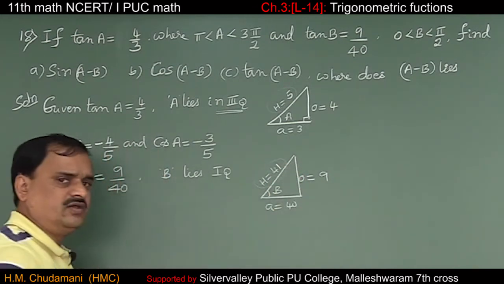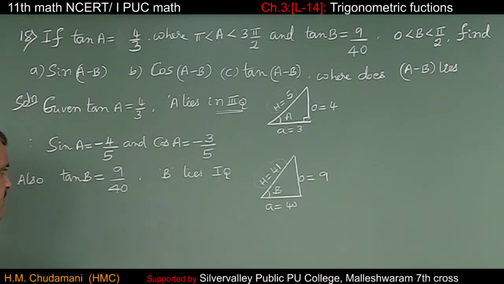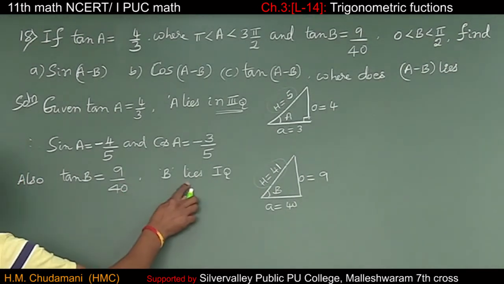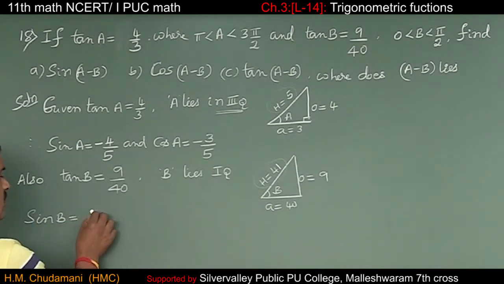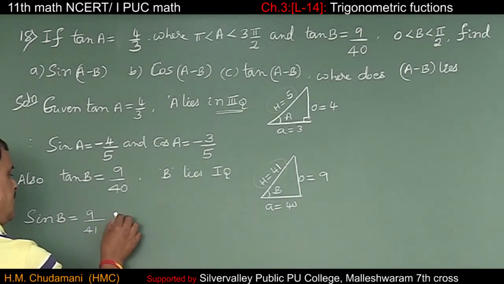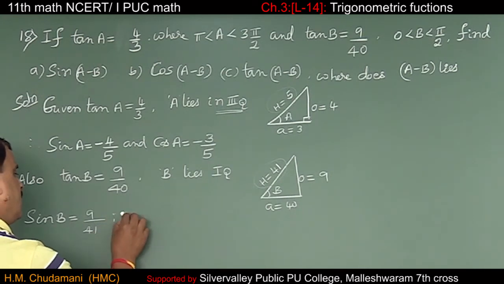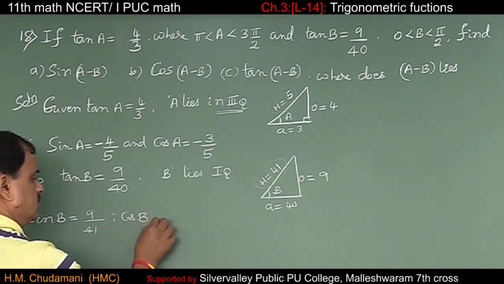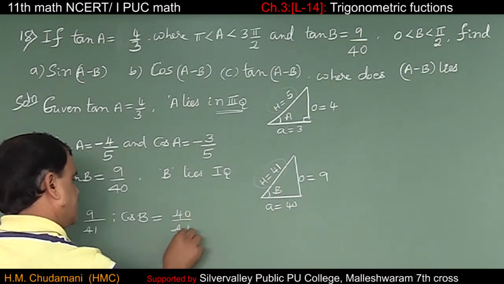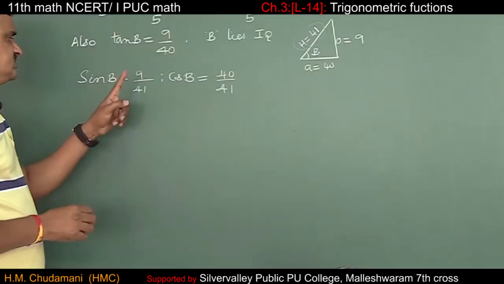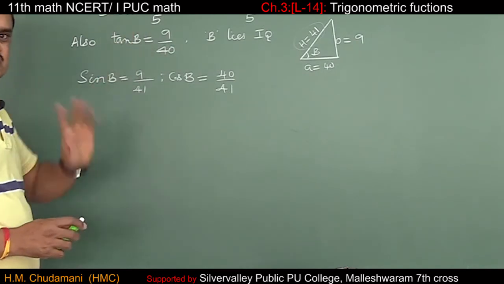You can verify 40 square plus 9 square. So since B lies in the first quadrant, sin B is equal to opposite side divided by hypotenuse side, which is 9 by 41, and cos B is equal to adjacent side 40 divided by 41. Since B lies in the first quadrant, all are positive.